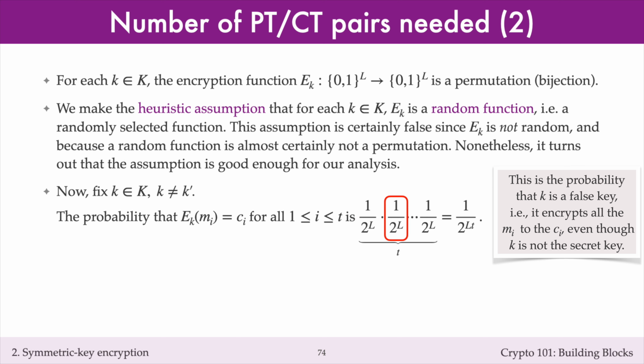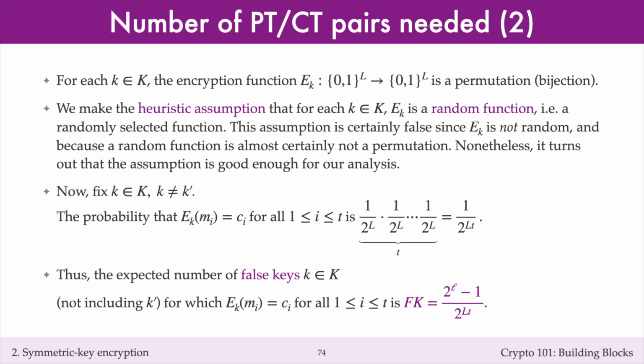Similarly, this is the probability that EK encrypts M2 to C2, and this is the probability that EK encrypts Mt to Ct. Multiplying these probabilities together gives us the probability that EK encrypts Mi to Ci for each i between 1 and t.